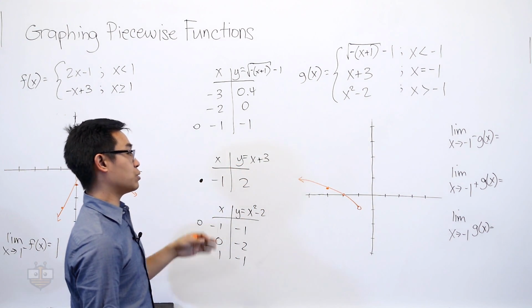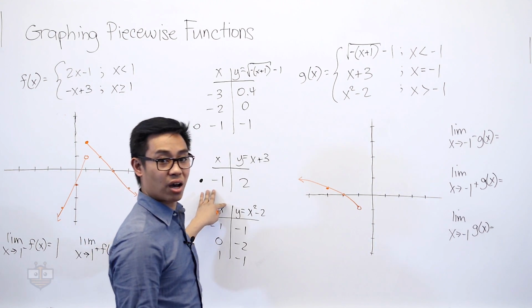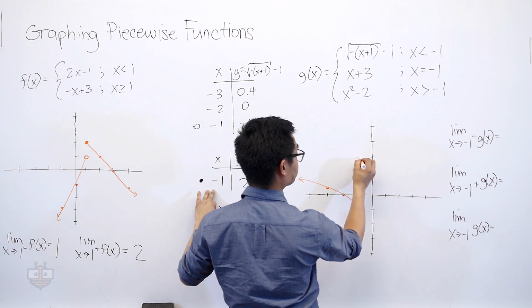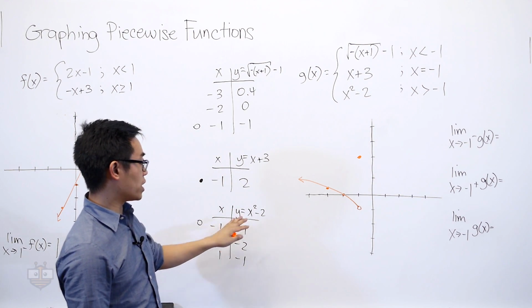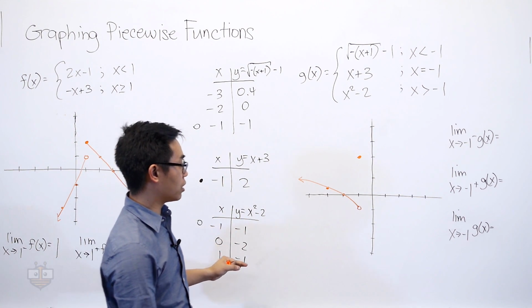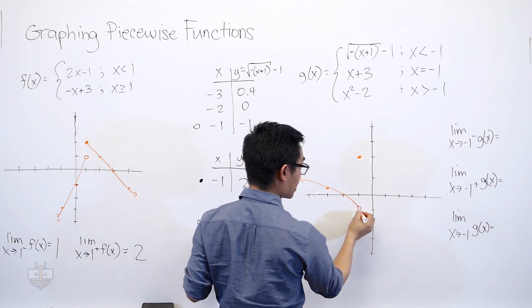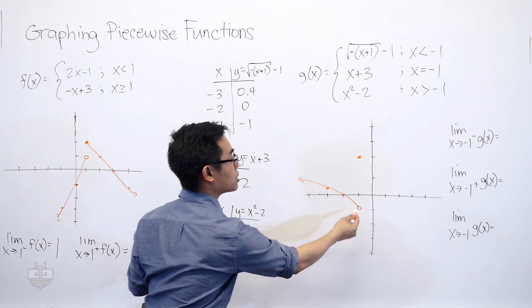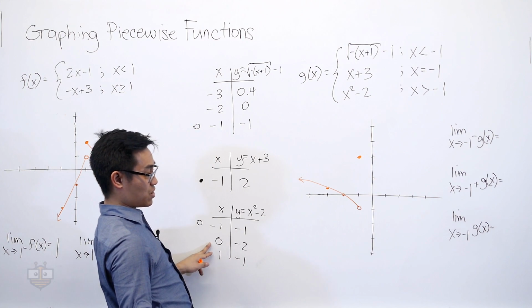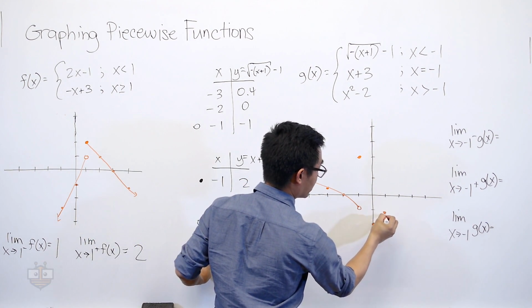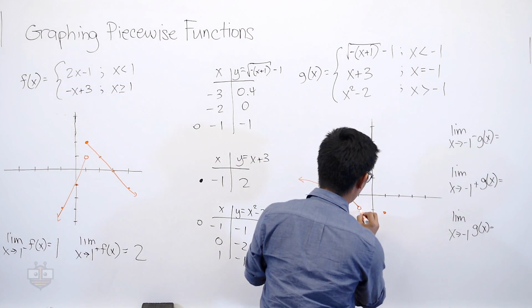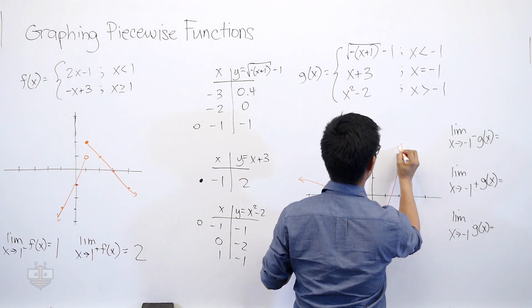For the function y is equal to x plus 3, that's really only one dot. It's at -1, 2. And finally, for y is equal to x squared minus 2, the parabola, we would get a hollow dot at -1, which I won't replot. We get 0, -2, so that's here, and 1, -1. And because that's a parabola, we know that the shape of the function will go like this.